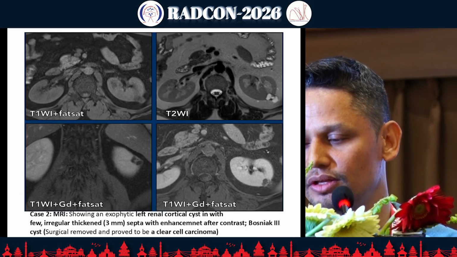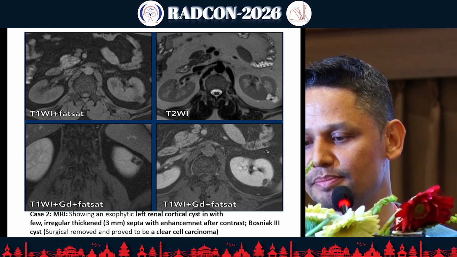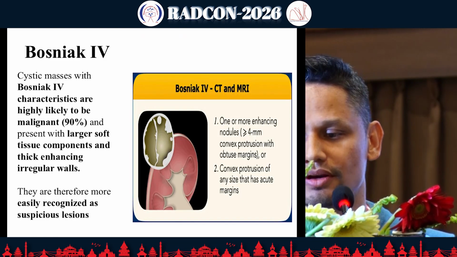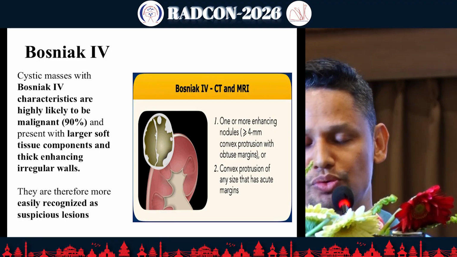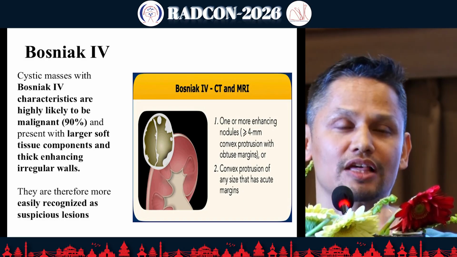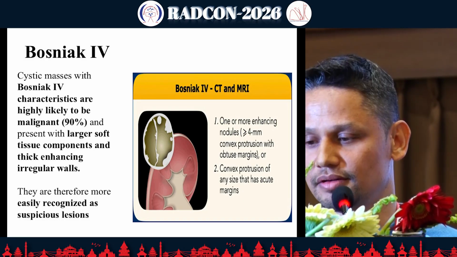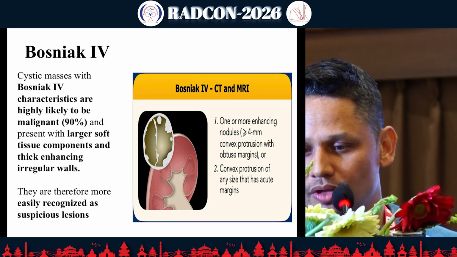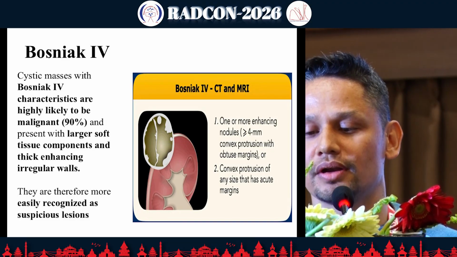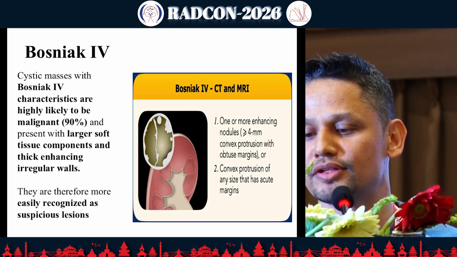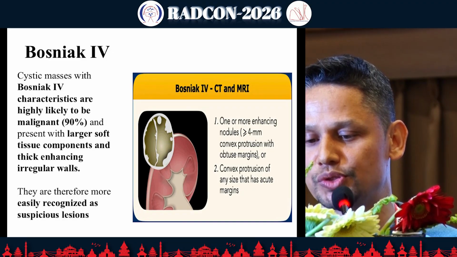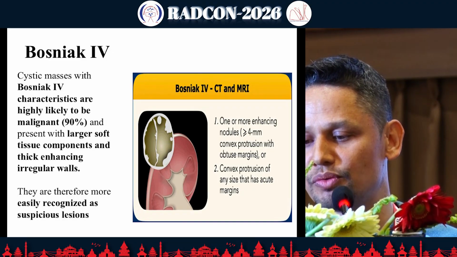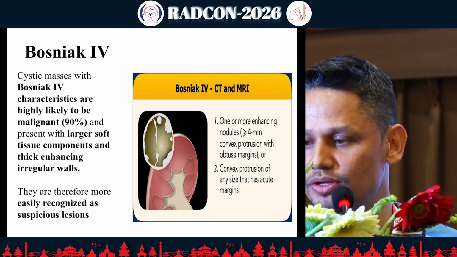If you see MRI, we can see the enhancing irregular thick septa. So this is classified as class 3. Class 4 masses are highly malignant, about 90%, and there is a larger soft tissue component, so they are easily recognized. So in class 4, there is less inter-observer variability. This is a case in CT scan, thick nodular calcification and enhancing soft tissue attached to the wall. So this is class 4. Similarly, we see T1 hyper, T2 hyper, heterogeneous, and enhancing, and you see an enhancing nodule attached to the wall. So this is class 4.